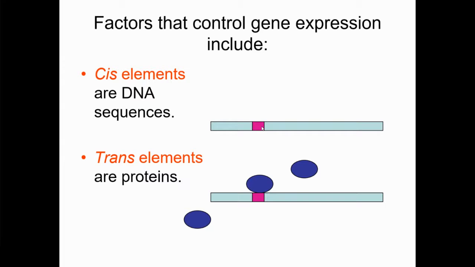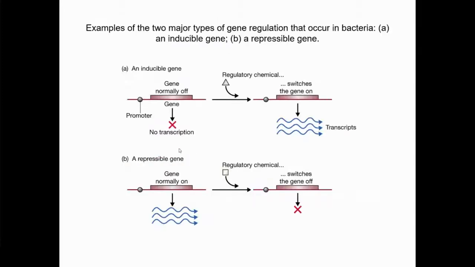The cis element is the DNA sequence. In most cases, we refer to the cis element as a regulatory sequence. It could be the promoter sequence or the activator recognition sequence, the activator binding site. And trans elements are the proteins that recognize the cis element and can either induce or repress the expression. So you have cis element and trans element.